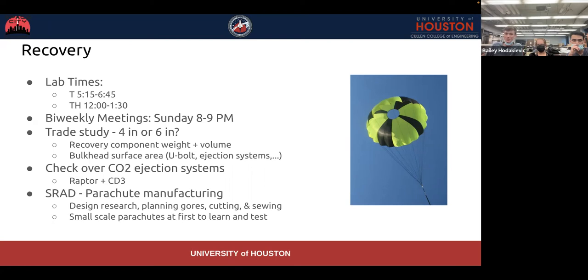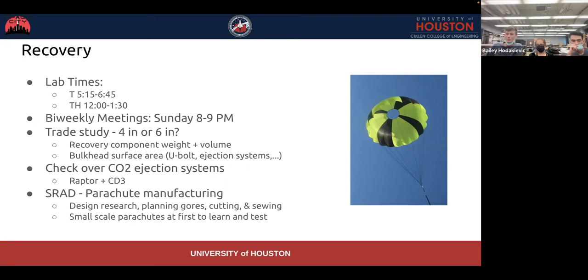Mainly, though, it's just going to come down for us to the bulkhead area, the amount of space that the black powder and the CO2 systems are going to be taking up, as well as the Able. In addition, we still have to check over the CO2 systems. We just took off the CD3 today. Might have to switch over to the Raptor, so it's going to be something up in the air this week.